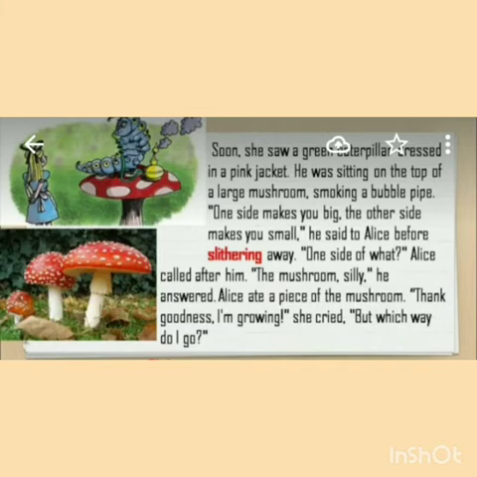One side makes you big, other side makes you small, he said to Alice before slithering away. Slithering means move smoothly. So if she goes to one side, she will become big, and if she goes to the other side, she will become small, he was saying to Alice. Slithering away means moving along in a wavy way, like crawling down. Okay, so before going like that, it was saying to Alice.